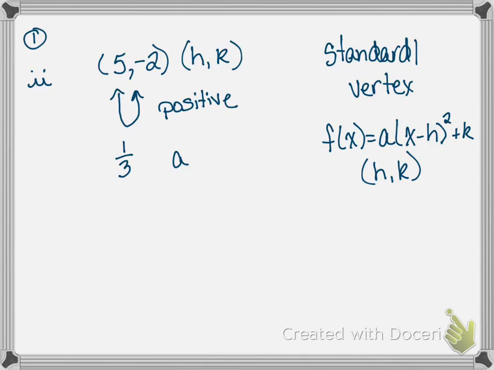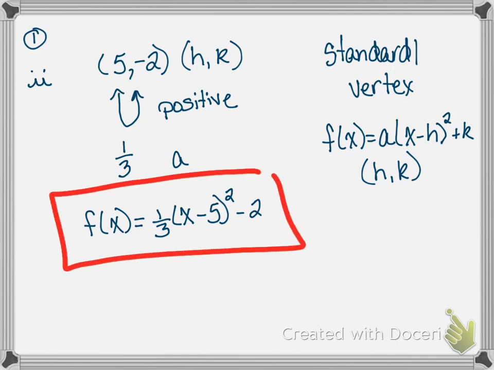So our answer to this is f of x equals 1/3 x minus 5 squared minus 2. Okay? F of x equals 1/3 x minus 5 squared minus 2. And this right here is our final answer for that one. Okay, now we are going to move on to number 2.